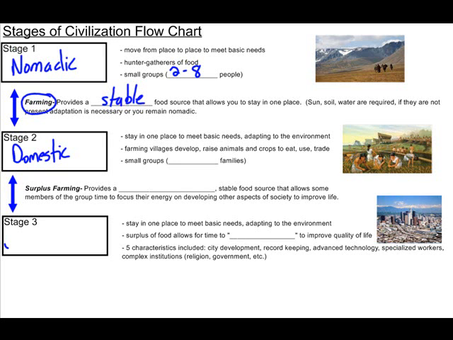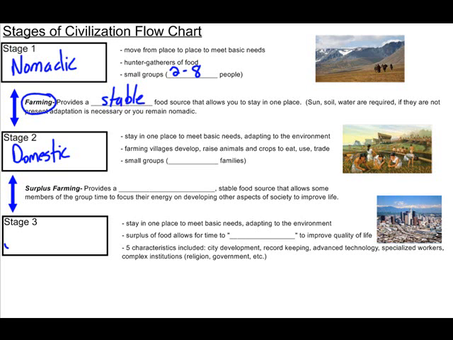Now, in order to farm, you need sun, soil, and water. And if one of those things were missing, the people either had to adapt, which is one of our key ideas for this module, or they would have to keep on keeping on. They'd have to remain nomadic. And so farming is going to be that thing that changes us from being a nomadic group into a domestic group. Now, if you take a look at the second picture across from domestic, you'll see that there's more than 2 to 8 people there. And so the grouping starts to change a little bit.